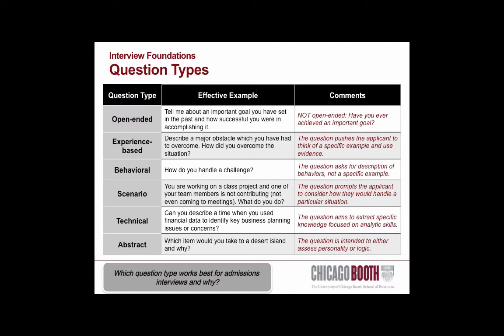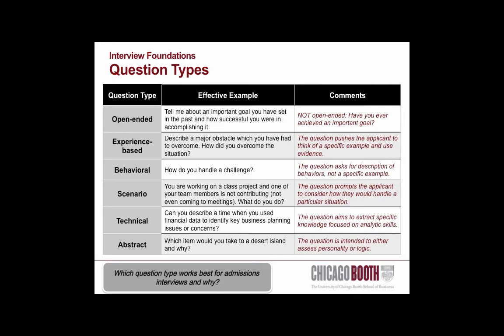An open-ended question is probably one that you've seen quite a lot in your own interview process. It's very broad. It doesn't point to a particular skill set. It might be a question such as, tell me about an important goal that you've set in the past and how successful you were in accomplishing it. It doesn't have specific definition. It allows the candidate some latitude to think about their experience.